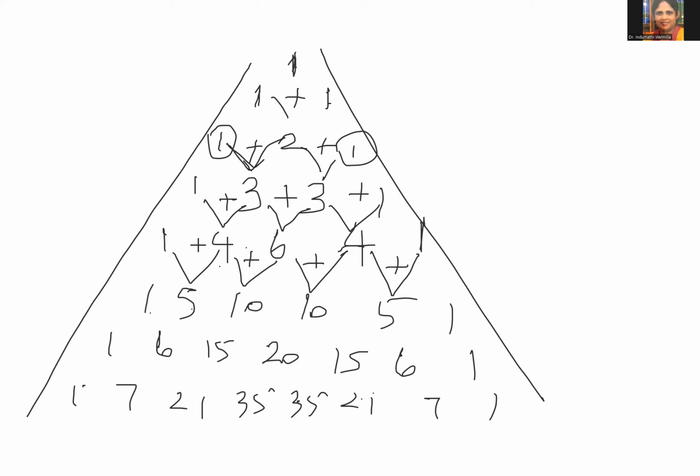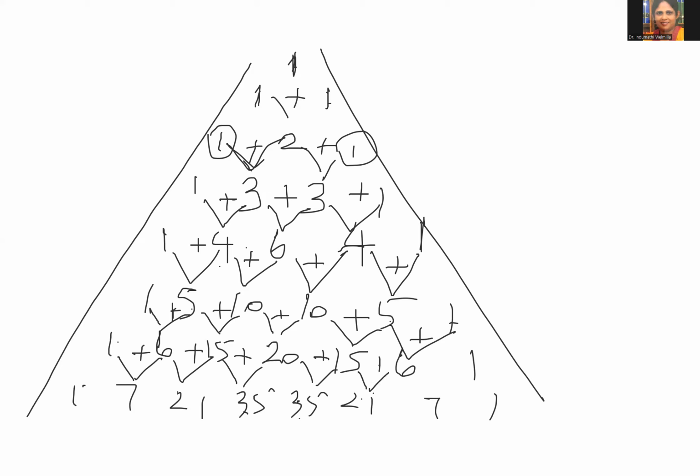When we move to the next one, 1 and 5 is 6, 5 and 10 is 15, 10 and 10 is 20, and 10 and 5 is 15. 5 and 1 is 6. In the last row, 1 plus 6 is 7, 6 plus 15 is 21, 15 plus 20 is 35, 20 plus 15 again 35, 15 plus 6 is 21, 7 plus 1 is 8, and here 1.